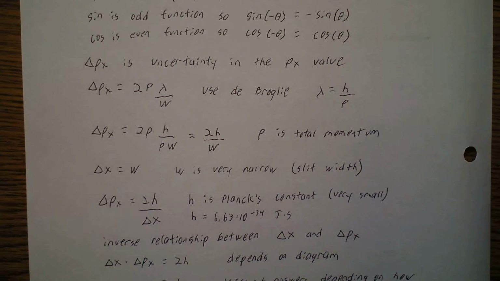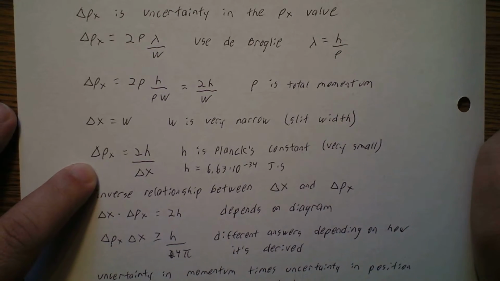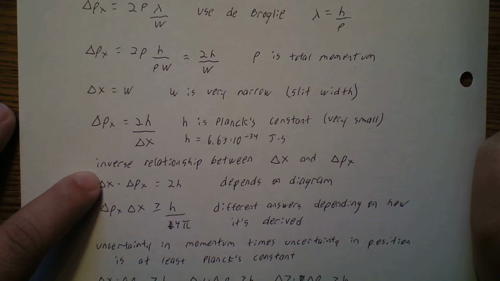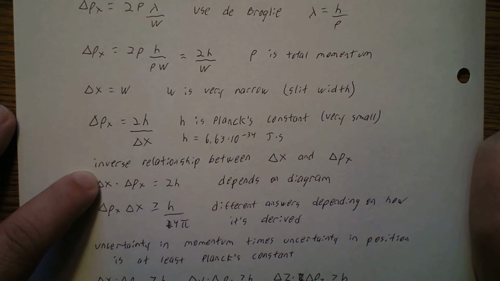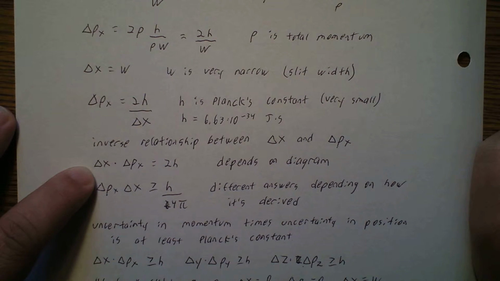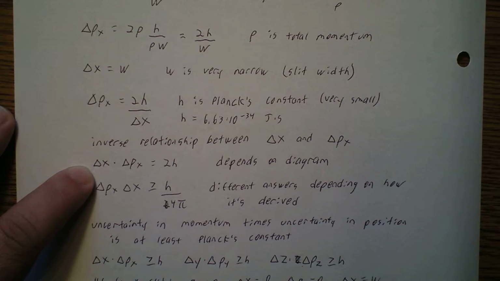Remember though, W has to be very, very narrow. It's the slit width. So now we get the change in p of x is equal to 2h divided by the change in x. Remember, h is Planck's constant, which is a very small number. h is equal to 6.63 times 10 to the negative 34 joule seconds. Now there's an inverse relationship between the change in x and the change in the momentum of x. So the change in x times the change in the momentum of x is equal to 2h.